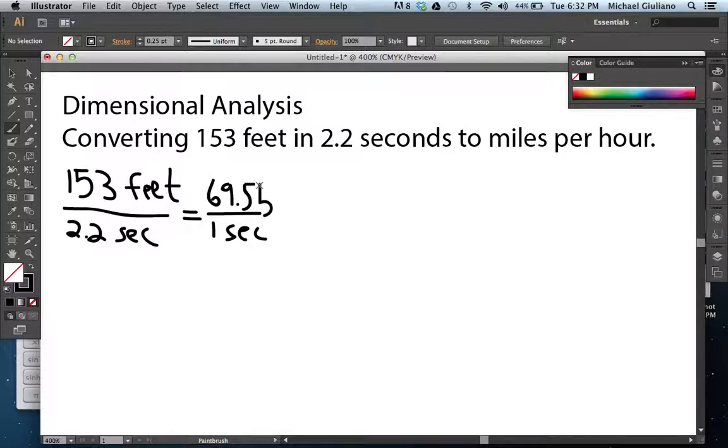69.55 feet. I also don't have a mouse, so I'm using a trackpad to write all this stuff, so I'm sorry that's taking a long time.